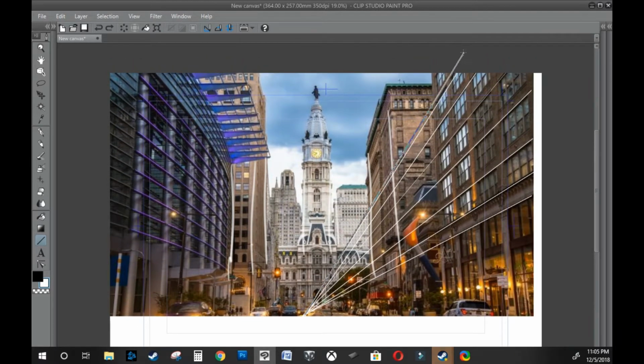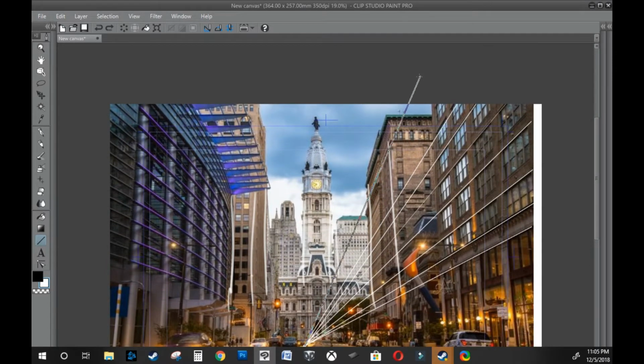To further illustrate this point, I'm going to start a line at the vanishing point and move it around the picture. You can see that it does indeed line up with the horizontal lines of the architecture as I move it around the image.